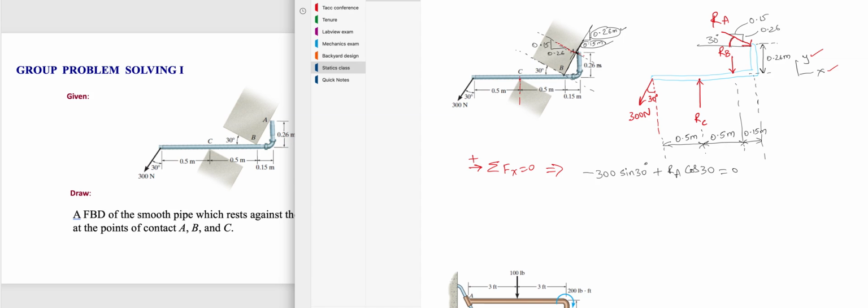Now let's write sum of all the forces in y equal to 0, assuming to the top is positive, implies. So negative 300 cos 30 plus RC minus RB minus RA sine 30 degrees is equal to 0.